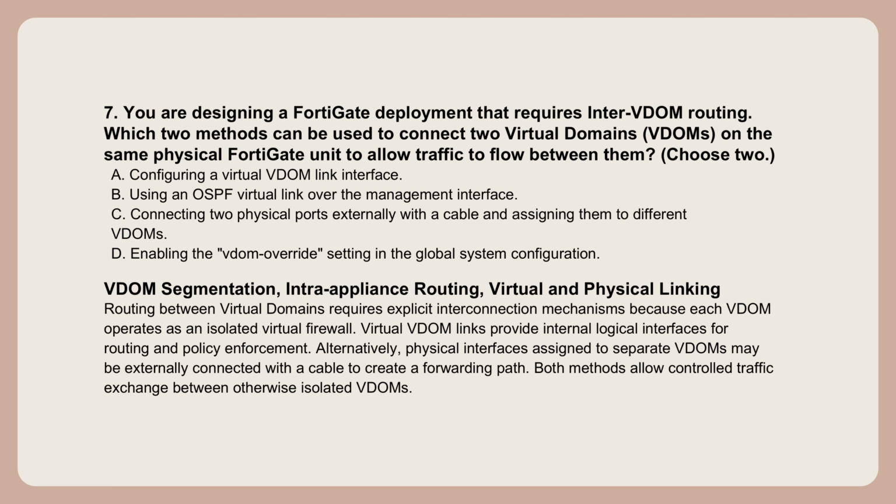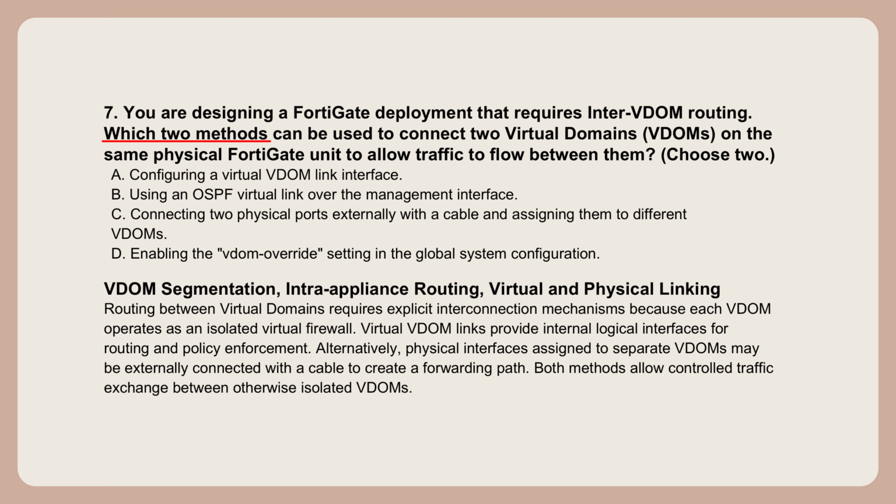Okay, let's shift to segmentation and how we handle traffic inside a single appliance using VDOMs, or virtual domains. If we need traffic to move between VDOM A and VDOM B on the same box, what are the two main ways to do that? You basically have a choice between two different architectural paths. Yeah. Internal virtual routing or external physical segregation.